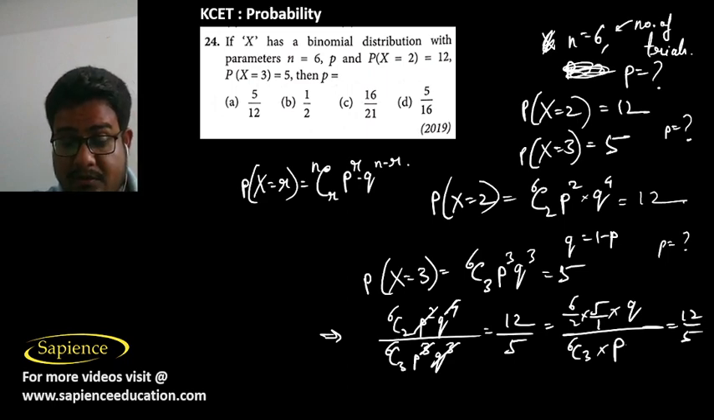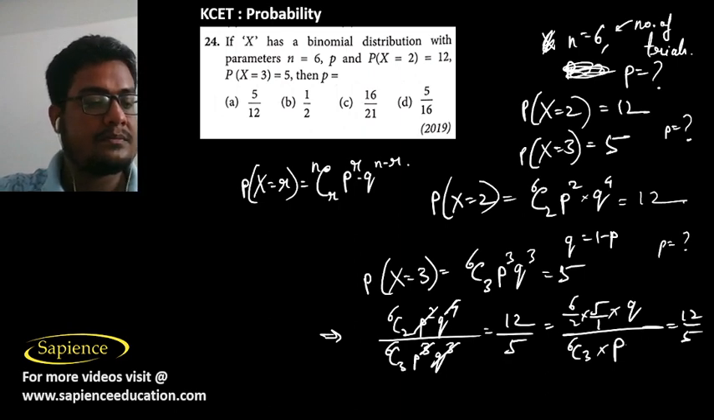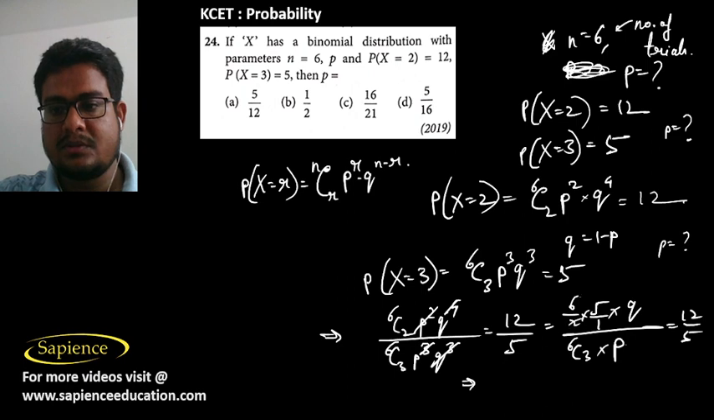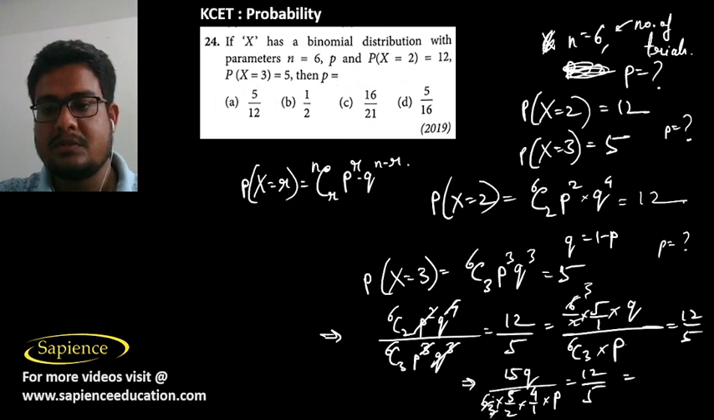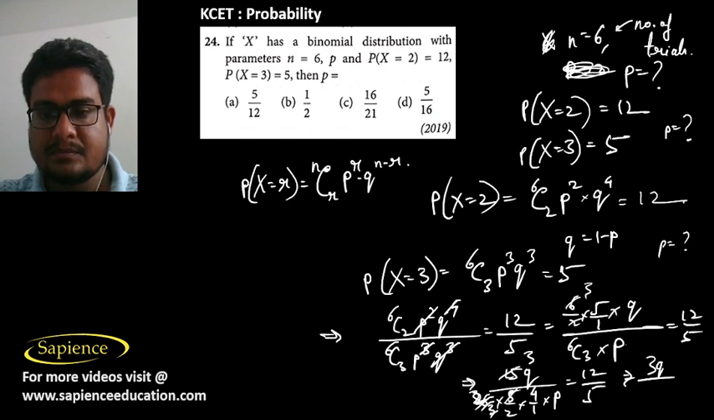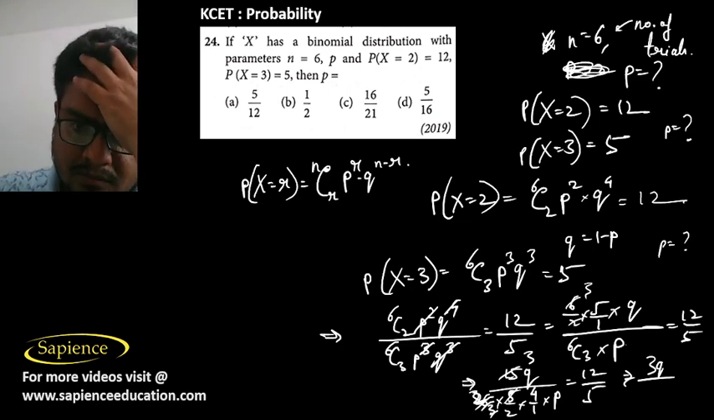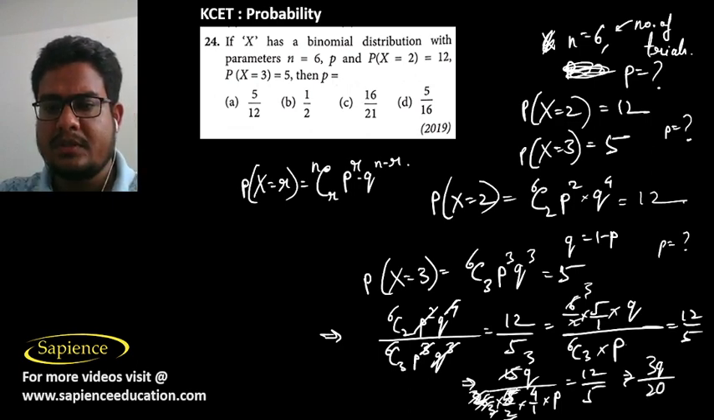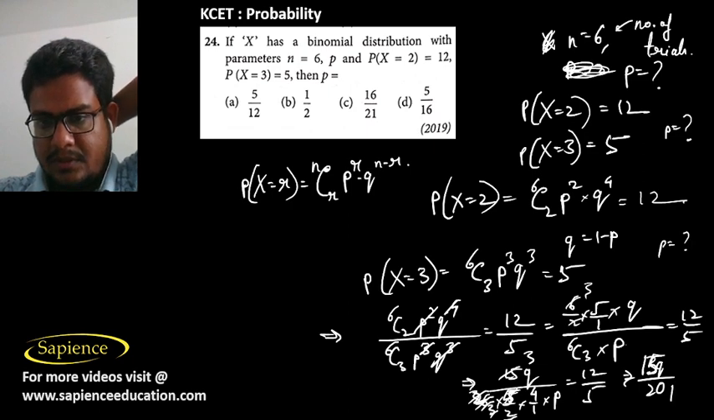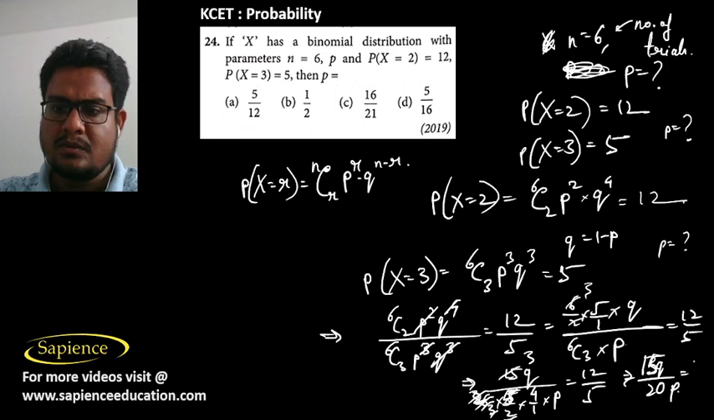Then we have to find the value of p. So 15 q by 6C3, that is 6 by 3 into 5 by 2 into 4 by 1, into p, that is equal to 12 by 5. So that is 3q divided by 6, and 5 is there, 5 fours are 20. So 15q by 20p, that is equal to 12 by 5.